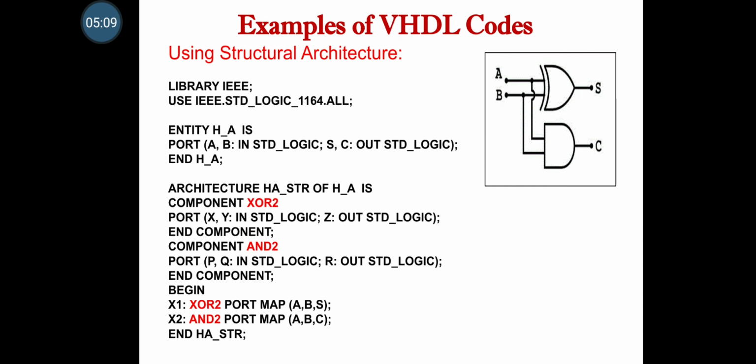After the component declaration, we use the word begin, and then we write the component instantiation statements. Here x1 is the name given to the XOR gate and x2 is the name given to the AND gate. So x1 colon XOR2 port map. The sequence is important for the XOR: A, B is the input and S is the output. Then x2 AND2 port map: A, B is the input and C is the output, end half adder structure. This is how we write the VHDL code in structural form.